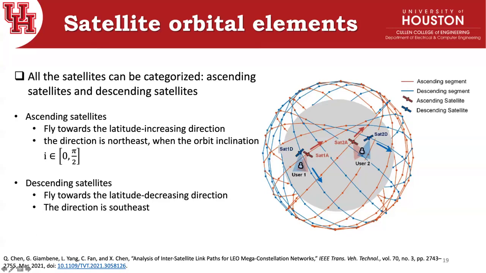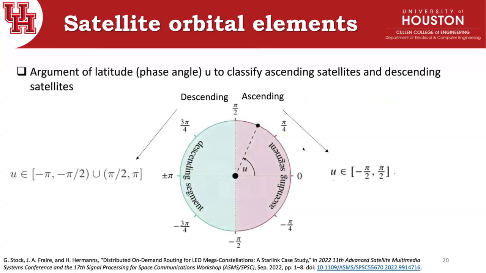And with this concept, we can relate the ascending or descending satellites to the element we just talked about, the element U, which is the phase angle. We can use the element U to classify ascending and descending satellites. So for the element U, when its value is between minus 90 degrees and 90 degrees, the satellite is an ascending satellite, and otherwise it's a descending satellite.